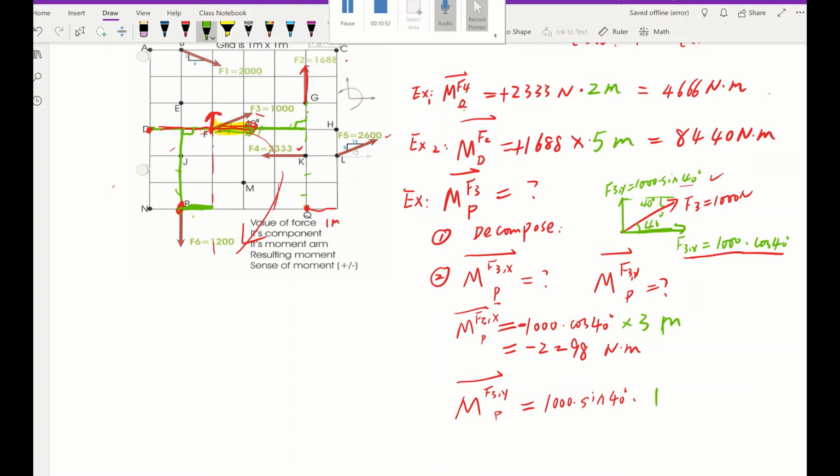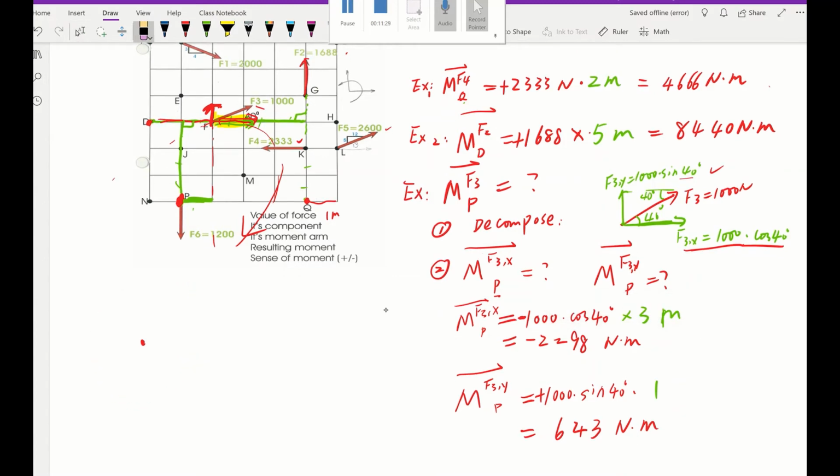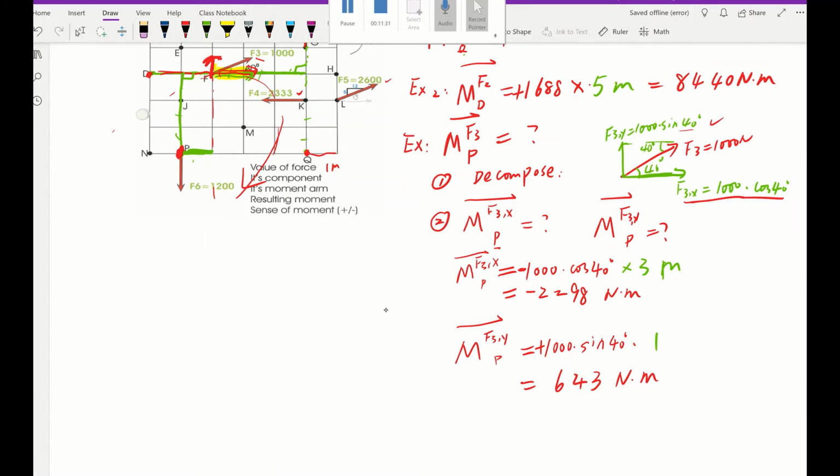And now let's think about direction. This force is rotating about P. So if you think about that, this force is rotating about P by counterclockwise rotation. So that's going to be positive. So putting in the calculator 1000 times sine 40, you got 640, around 643. I'm just rounding for this problem. Newton meter.